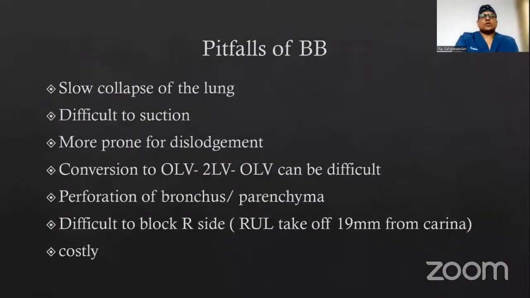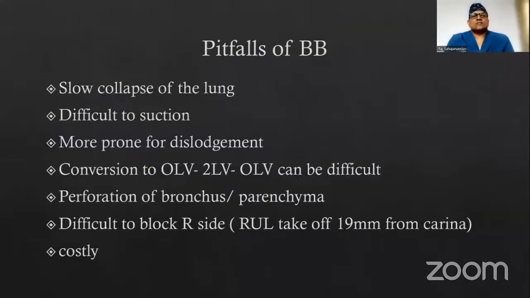So there are certain pitfalls of bronchial blockers. If you're using it, there is a slow collapse of the lung. It's difficult to do suction. They are a bit more prone to dislodgement, and conversion to one lung ventilation, two lung ventilation, and one lung ventilation back can be difficult. That is, at the end of the surgery, the surgeon may want to check for leaks. So he will ask you to stop one lung and expand the lung, and he will put some saline there. Once he identifies the leak points, he will sort it out. Then, to repair it, he will want the lung collapsed. So he may do it 1 or 2 times.